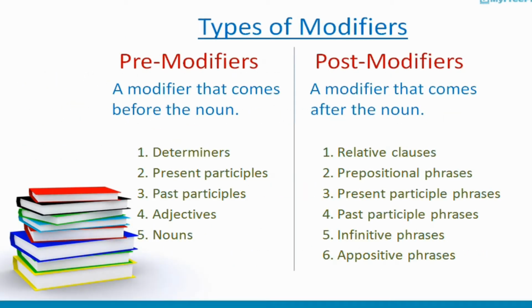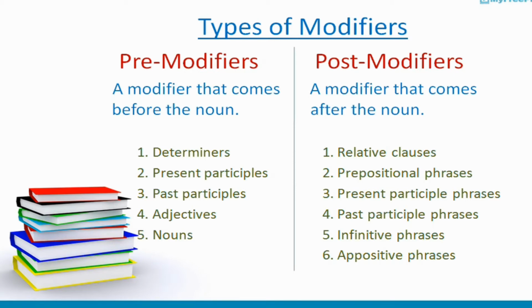There are two types of modifiers, pre-modifier and post-modifier. A modifier that comes before the noun is called a pre-modifier. A modifier that comes after the noun is called a post-modifier. In pre-modifiers, there are 5 types. Number 1, determiners. Number 2, present participles. Number 3, past participles. Number 4, adjectives. Number 5, nouns. While in post-modifiers, there are 6 types of modifiers.